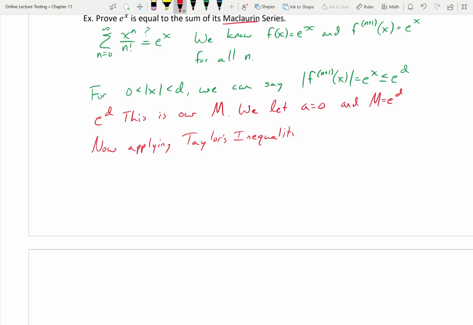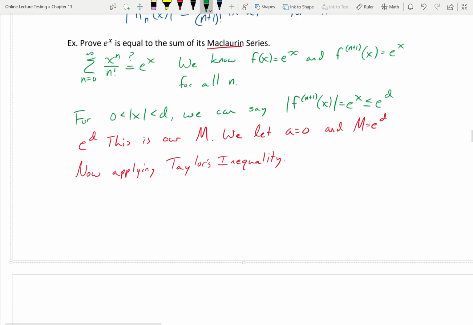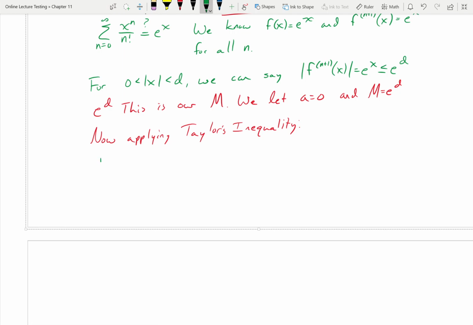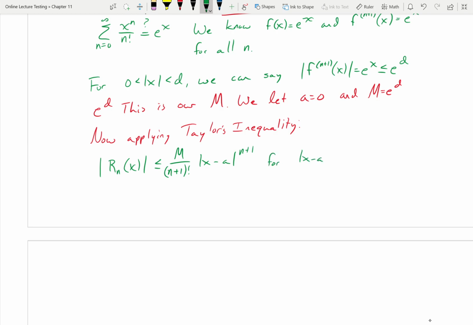So now applying Taylor's inequality. I'm going to go back to my green here because that's how I started it. The red is just a note to ourselves. Just rewriting what Taylor's inequality was, and then I'm going to fill in the pieces. So again, this is just reiterating Taylor's inequality.